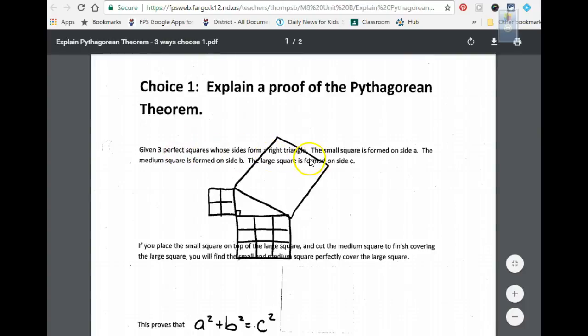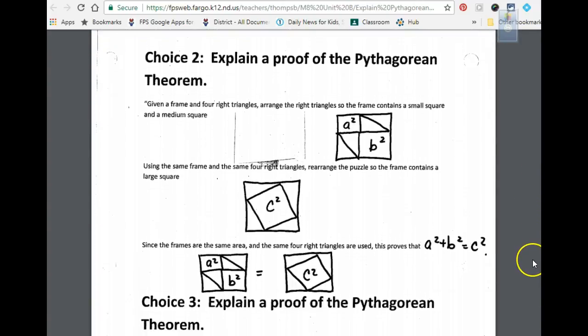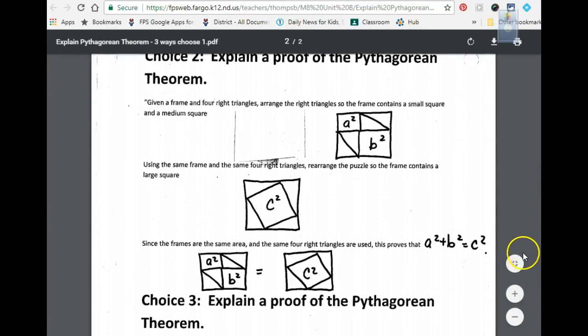Here's one way I could explain it. Given 3 perfect squares whose sides are a right triangle, a small square is formed on side A, and you might even write in an A here, another on B, and the side C. If you place the squares, and so this is one explanation. This is what we did the first day, okay, when we started this unit. Take a look at the next explanation going down. The next explanation is the one with our puzzle pieces that we did last week Friday. And I give you some sentences. Does yours have to be word for word? No. But you should be able to go through and look at one of these.